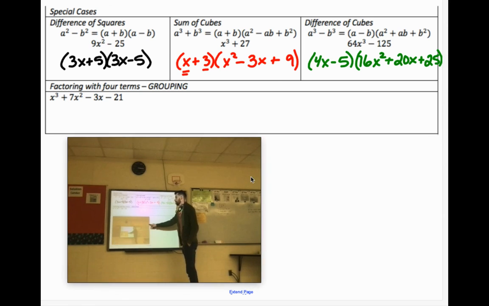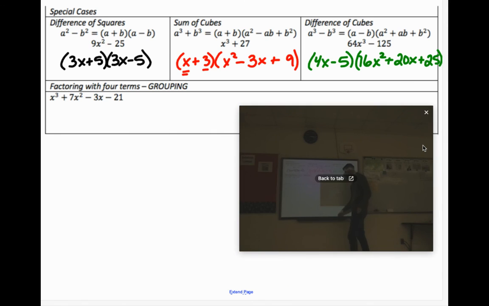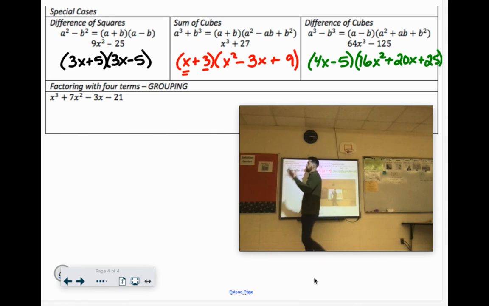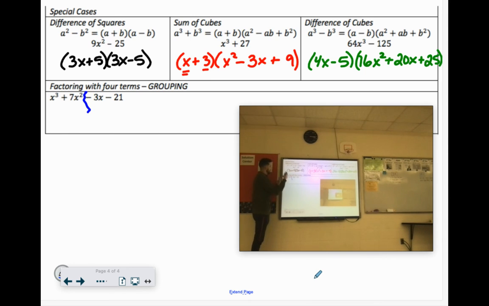4 terms. We're going to have to use grouping on this one. You can use grouping with those trinomials. You can split that middle term, but that's too much work for those. So this is 4 terms. You can split it right away. Greatest common factor on the left side is x squared, which leaves us with x plus 7. Here we can factor out a negative 3, which leaves us with x plus 7.